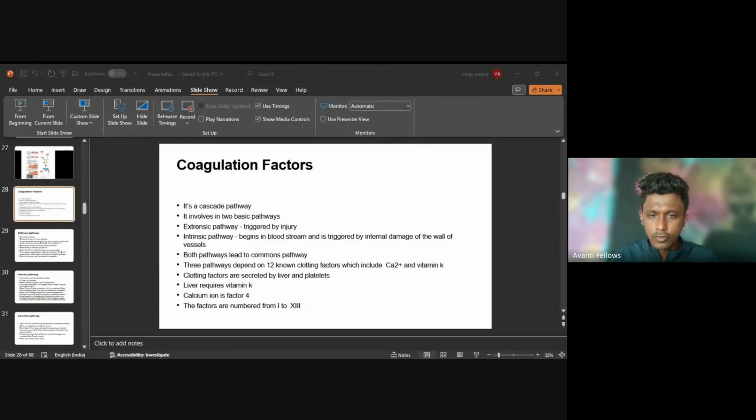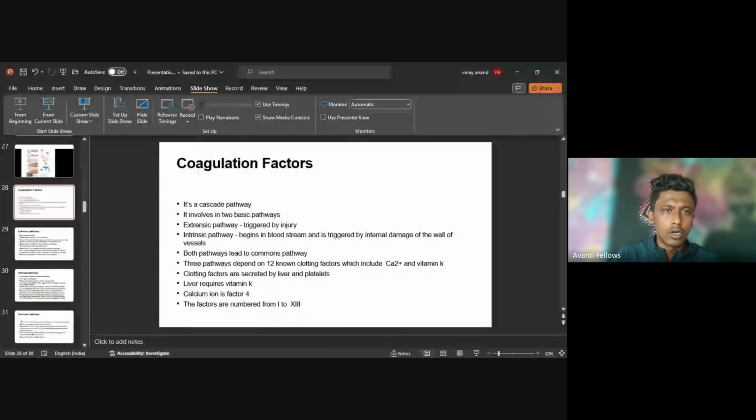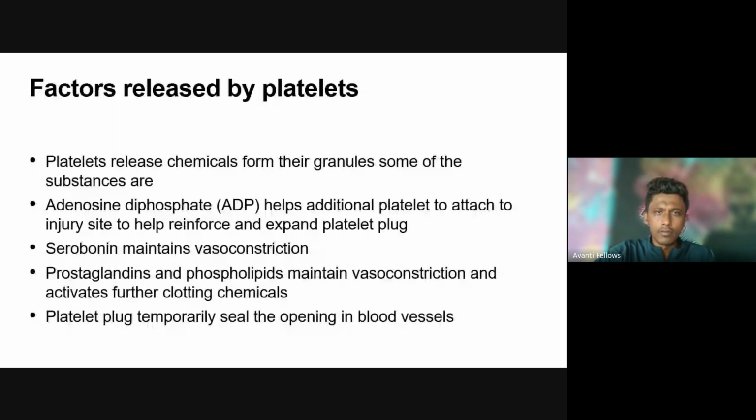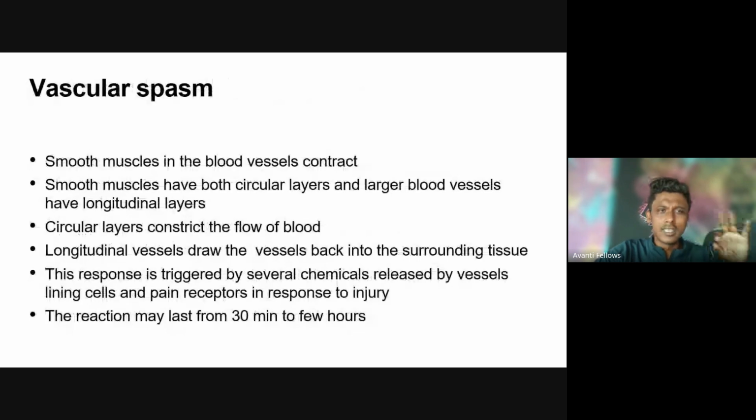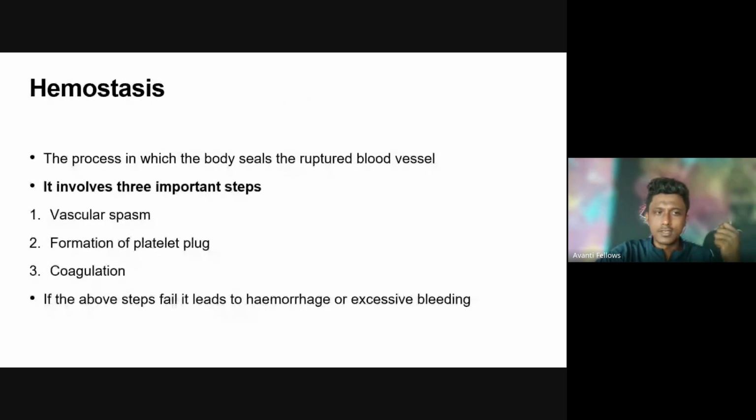So in today's session, we have to talk about the coagulation of the blood. Let's look back from the beginning where we stopped. The three steps by which blood flow is stopped are vascular spasm, the second one is formation of platelet plug, and the third one is called coagulation.